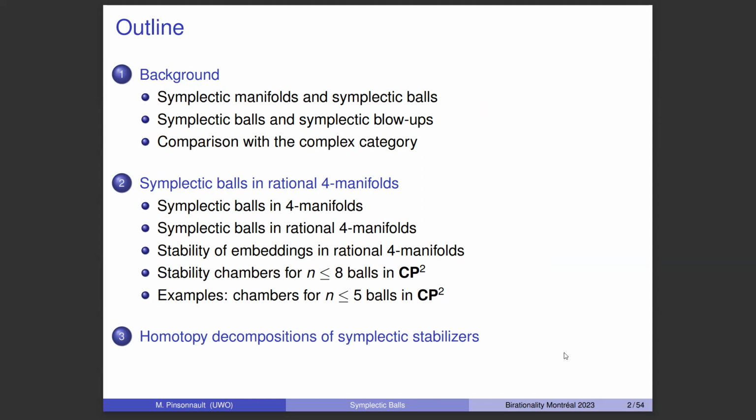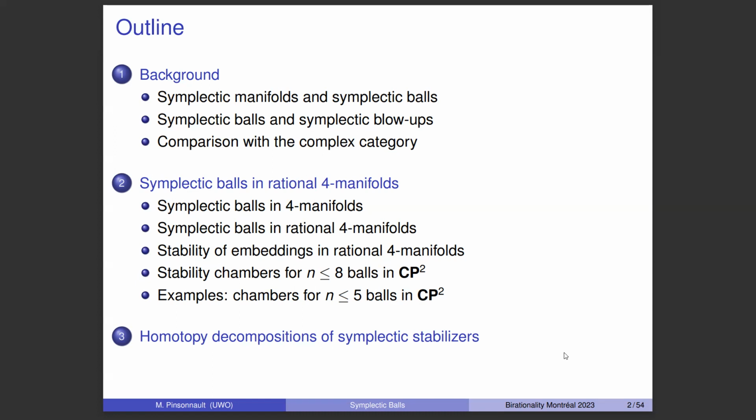I will very briefly go through about 20 slides to explain a little bit of the background, why we are interested in embeddings of symplectic balls and symplectic manifolds. And I want to make the connection with complex geometry. And then most of the talk will be about what happens in the special case of rational symplectic manifolds. So either S2 cross S2 or CP2 or a blow up of these two minimal manifolds.